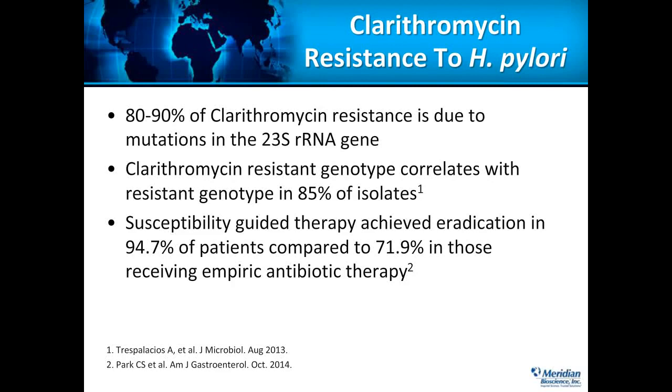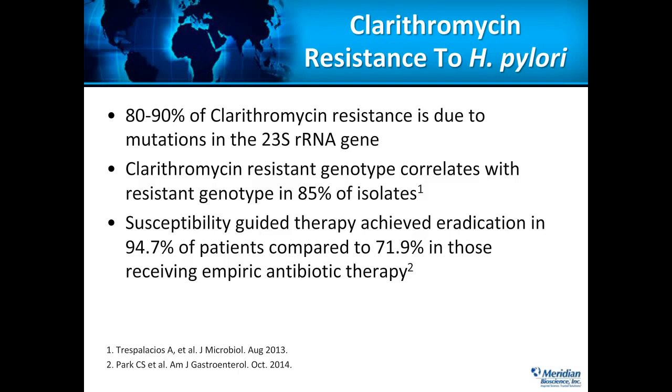Now, 80 to 90% of clarithromycin resistance is due to mutations in one gene, and hence genotypic analysis can easily help diagnose resistant strains. It has been found that genotypic analysis correlates with phenotypic expression in 85% of bacterial isolates. And not surprisingly then, if we use susceptibility-guided treatment as opposed to empiric treatment, if we use a tailored antibiotic approach based on susceptibility testing, the eradication rate bumps up to 95%.